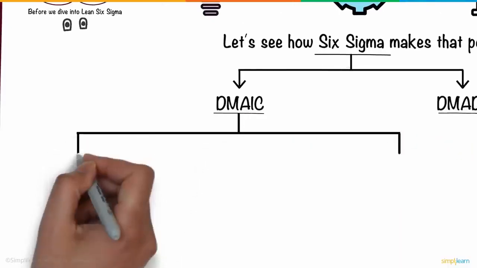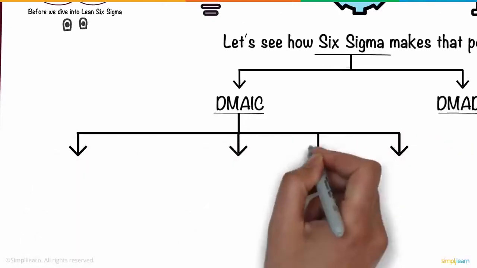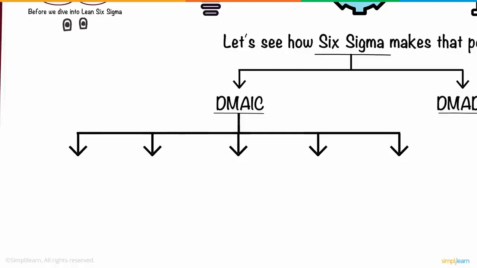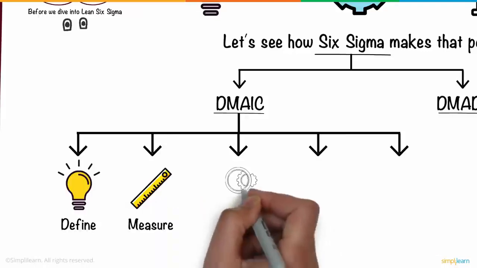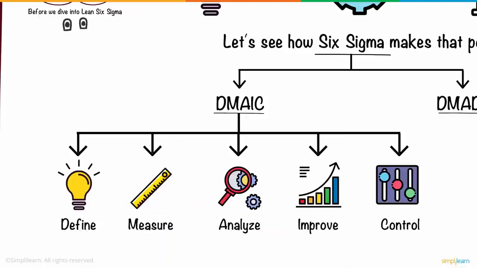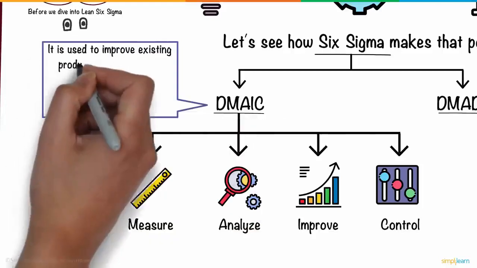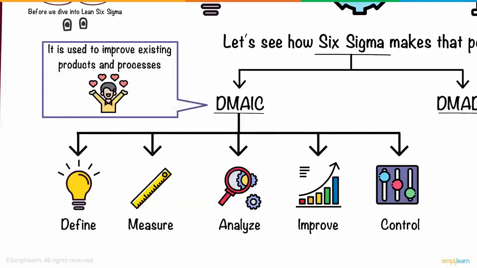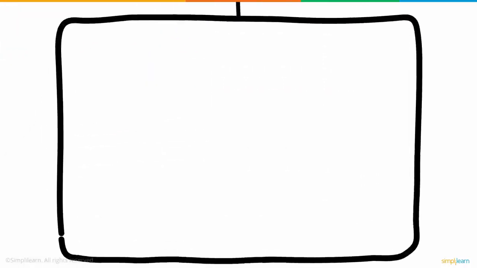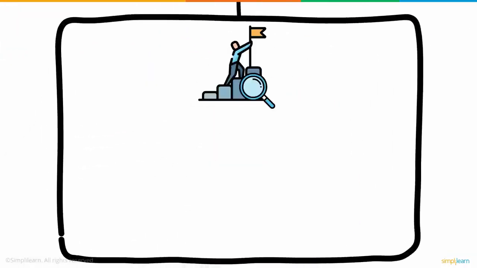Let's have a closer look at DMAIC, since Lean Six Sigma uses the DMAIC methodology of Six Sigma. DMAIC is an acronym for Define, Measure, Analyze, Improve, Control. It is used to improve existing products and processes so that it can meet the customer's requirements. In the define phase, you determine what the goals of the project are.